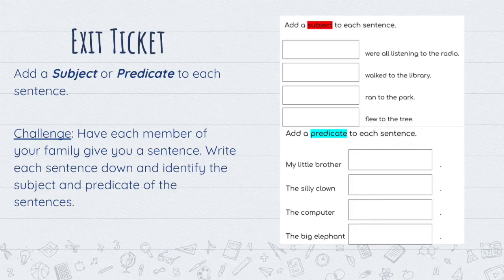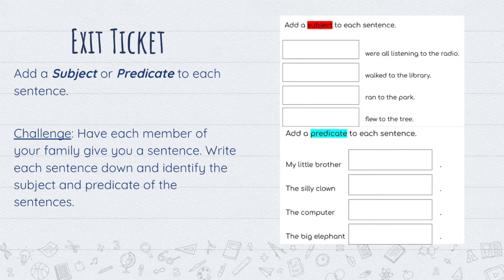So now that we practiced a lot together, I feel like you guys are ready to do this on your own. Here's your exit ticket. You are going to have a list of 8 different fragments. Those are not complete sentences. It's just a small piece. We are missing some information. Your job is to add the subject or the predicate to each of the sentences.